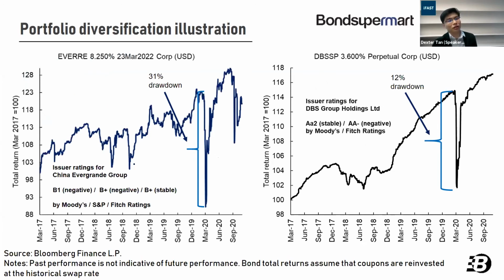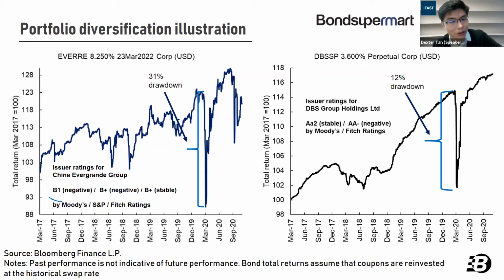So just to illustrate diversification, for example, we have two bonds. Let's say we have China Evergrande, and then we have a DBS perpetual note. China Evergrande is rated single B by Moody's, B plus by S&P, and B plus by Fitch. You can tell that this bond has a higher risk just by looking at the performance of the total returns.